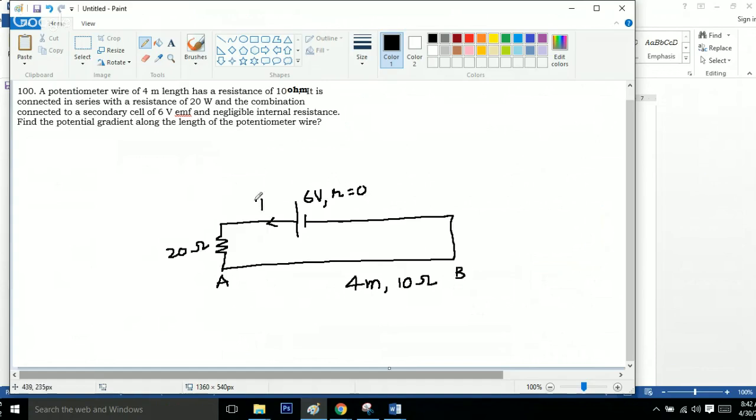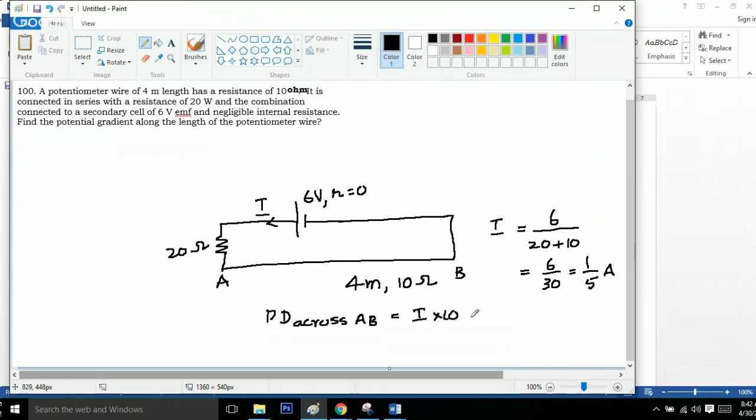What is the formula used to calculate current? Our stock formula only. Total EMF divided by total resistance. Total resistance is 20 plus 10. It is coming to 6 by 30. It is as good as 1 by 5 ampere current is flowing. Now, they are asking, what is the PD across AB? PD is equal to I into R. It should be 1 by 5 into 10. It should be 2 volt.